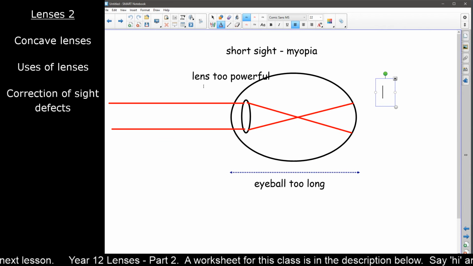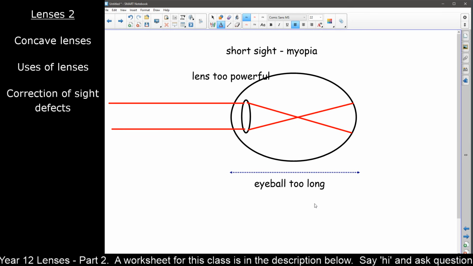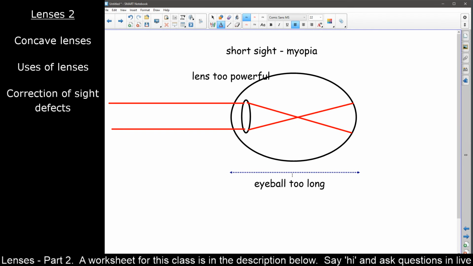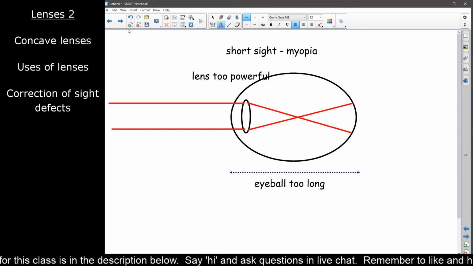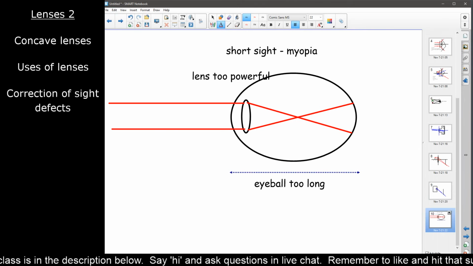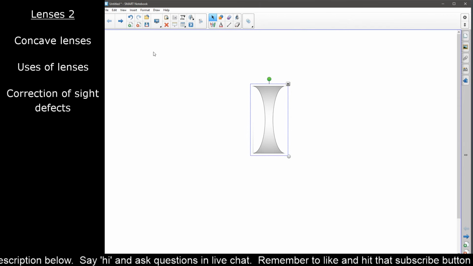Okay, so your lens is either too powerful or your eyeball's too long. So we need to correct that. If you've got too powerful a lens, what you need to do for objects that are far away for this short-sighted person is to make life more difficult for your lens. You've got to make it harder for that lens to work. So we're going to pop back to the first page and grab my diverging lens.